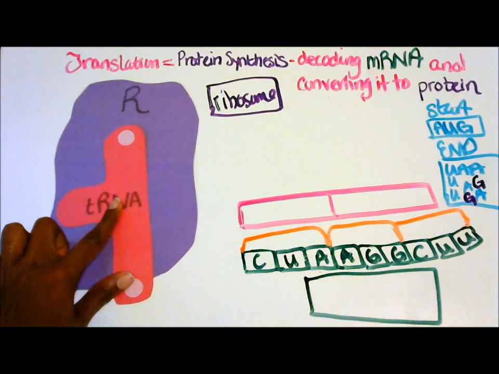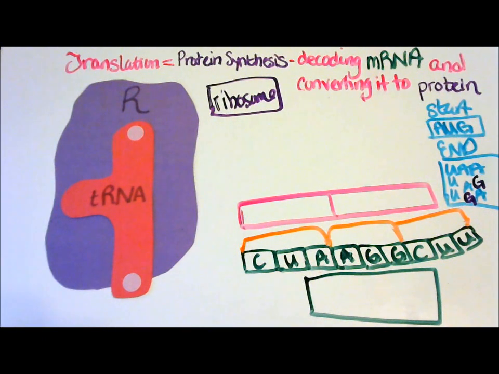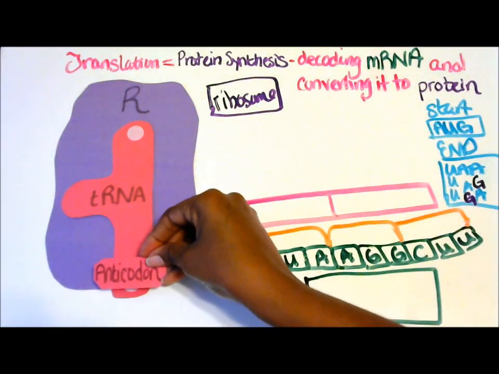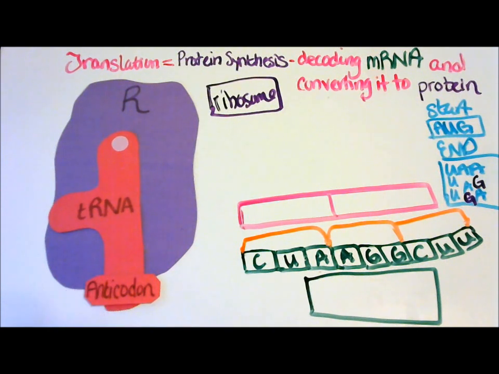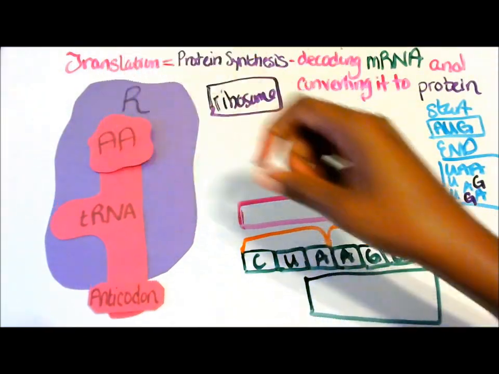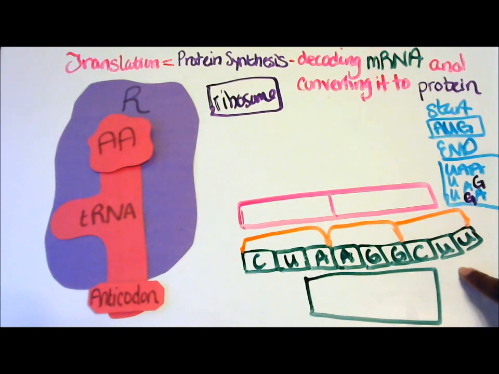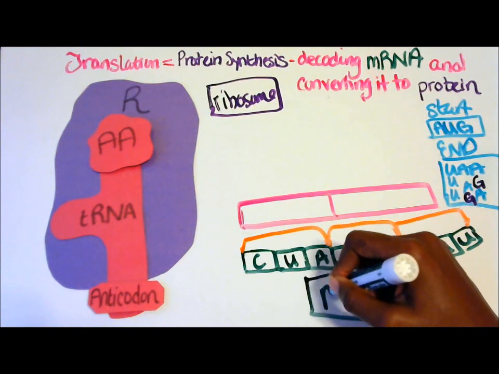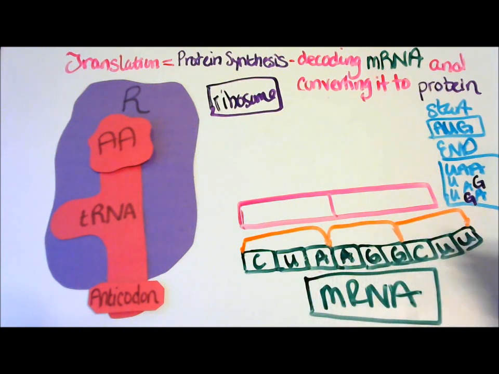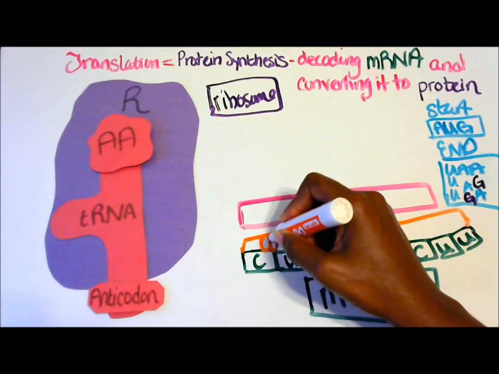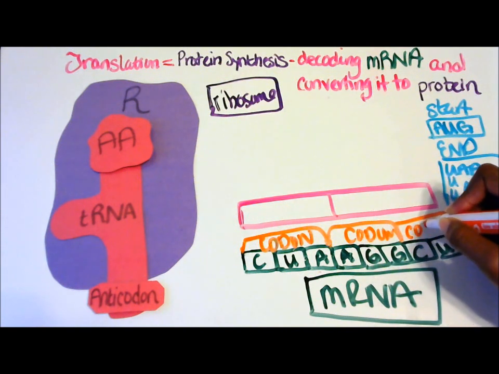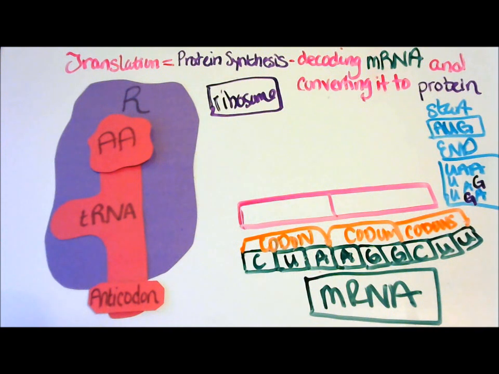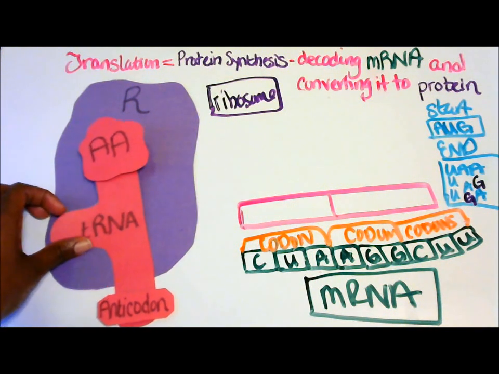So we have our transfer RNA that has our anticodon, and what else linked to it? Amino acid. We have our messenger RNA, and our messenger RNA consists of codons, so what happens after this?